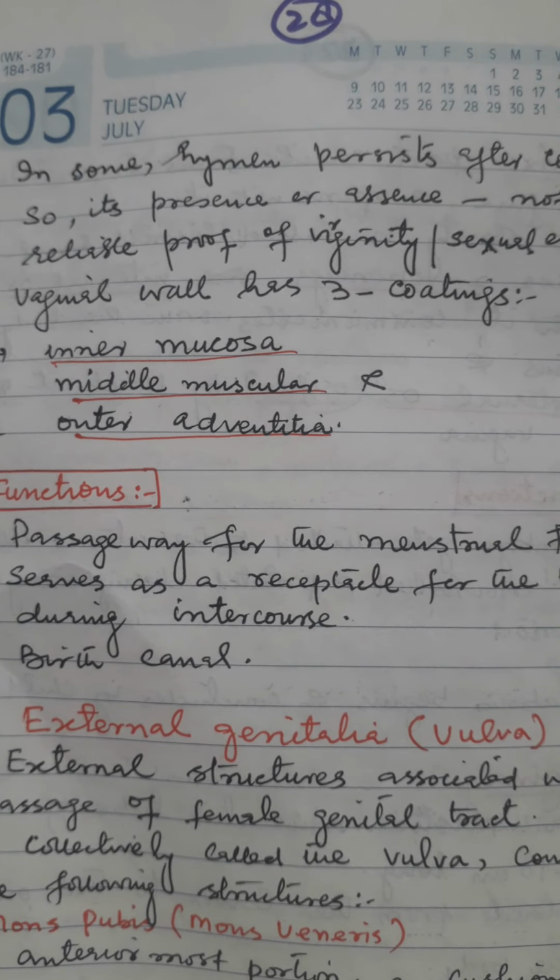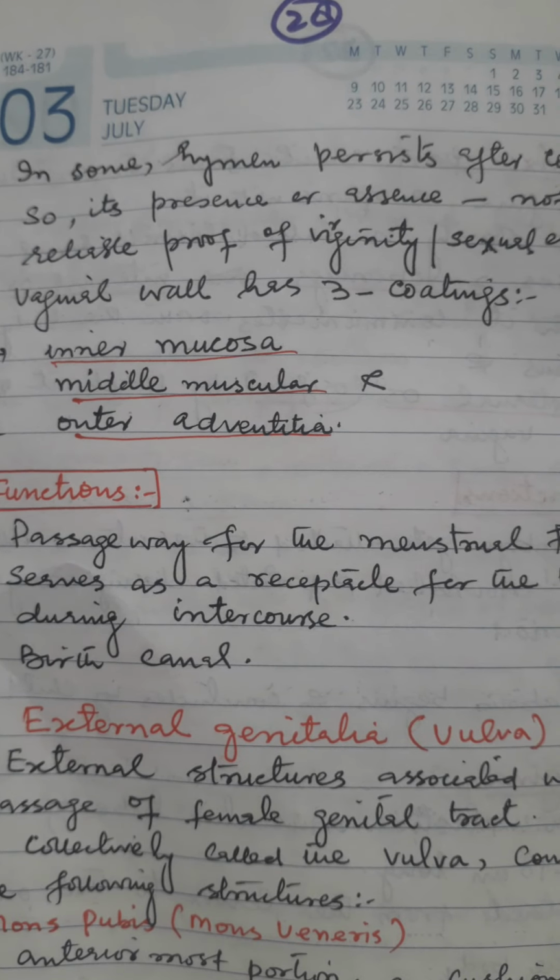Now, the functions of vagina. It acts as a passageway for the menstrual flow. It serves as a receptacle for the penis during intercourse. It also acts as a birth canal.